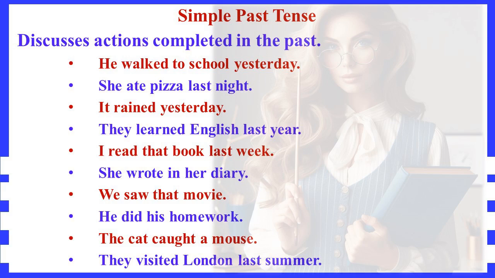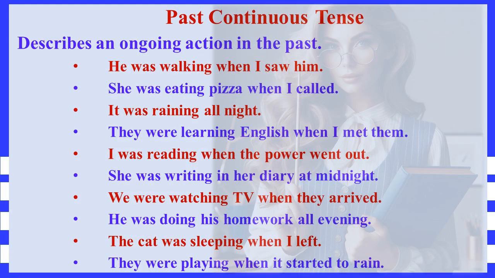I read that book last week. She wrote in her diary. We saw that movie. He did his homework. The cat caught a mouse. They visited London last summer. Past continuous tense. Describes an ongoing action in the past.